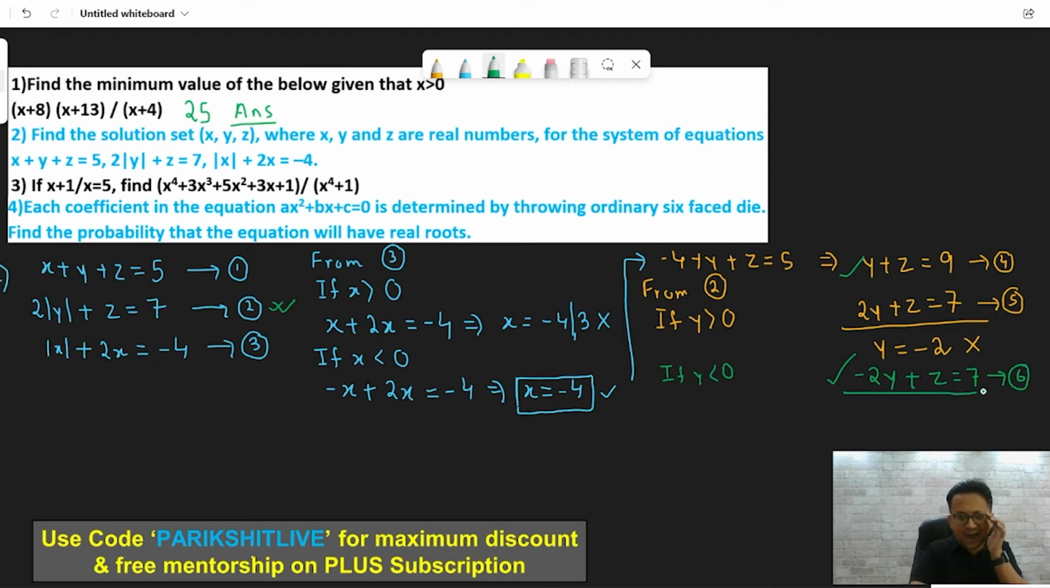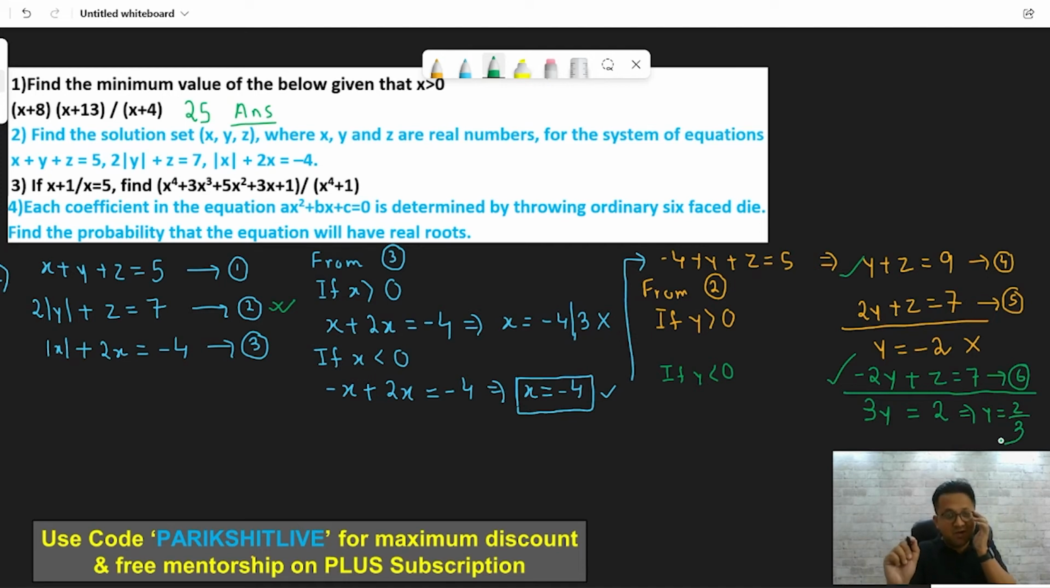Can you add up the two equations? Actually, I think the subtraction will be better because z will cancel out. If you subtract the two equations, y minus minus 2y will become 3y, z and z cancel out, and you get 9 minus 7 is 2. So 3y is 2, which implies y is 2 by 3. Is this possible? This is also not possible.